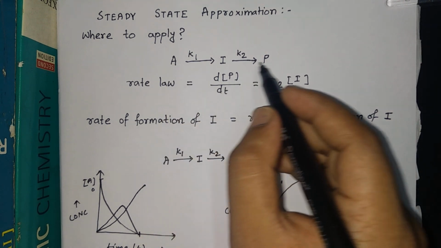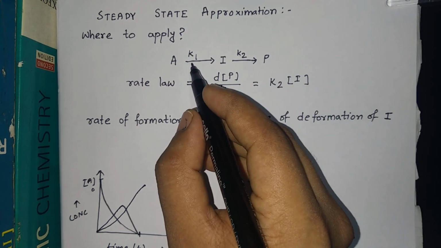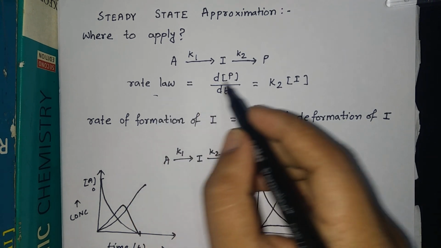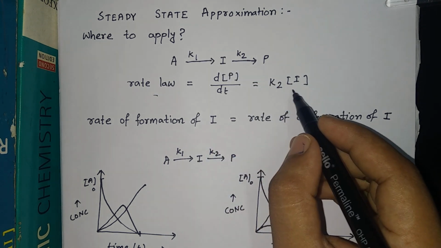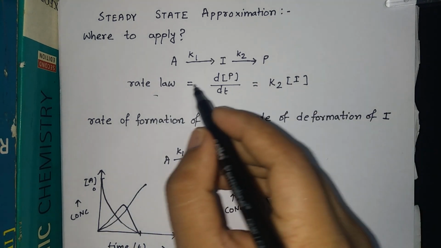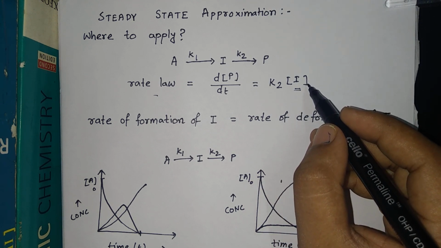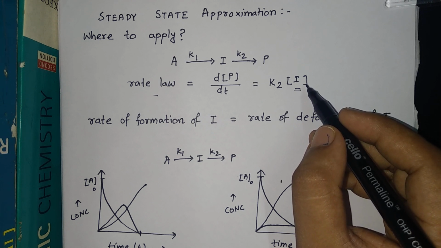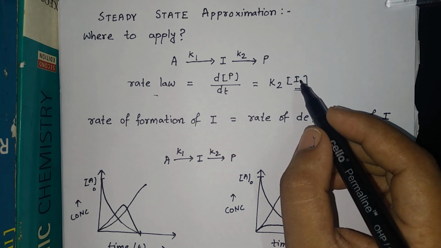Suppose this is a reaction where the intermediate I is formed from A, and the intermediate goes to the product. The first step has the rate constant K1 and the second step has the rate constant K2. So what is the rate law? The rate law is the rate of formation of the product, dP by dt equal to K2 into the intermediate concentration. A problem is there in this rate law. It involves the concentration of the intermediate, and that is not detectable in the course of the reaction, because this intermediate is very unstable and readily converts to the product. So this concentration determination is very difficult.